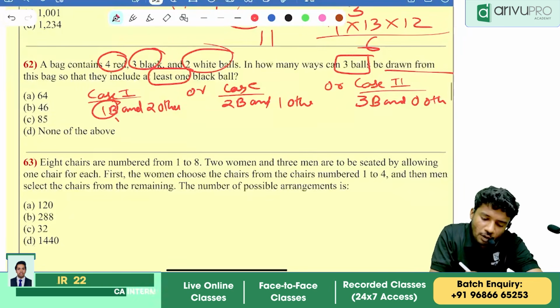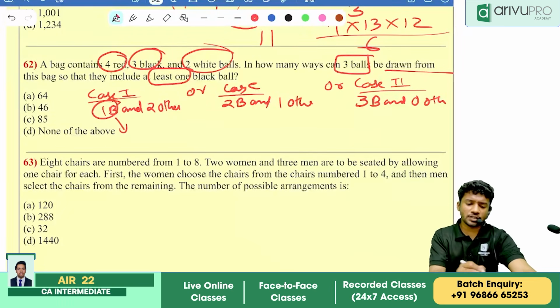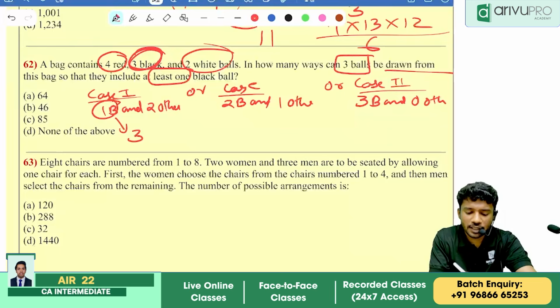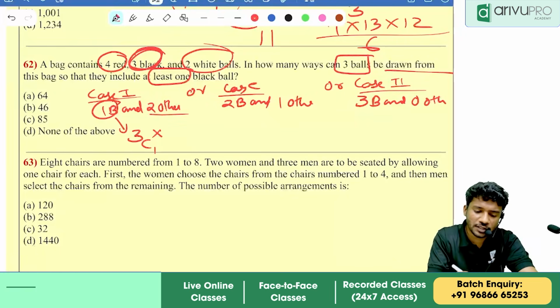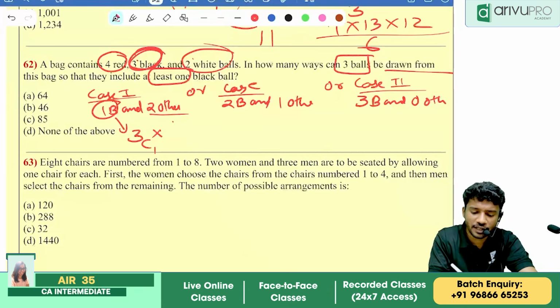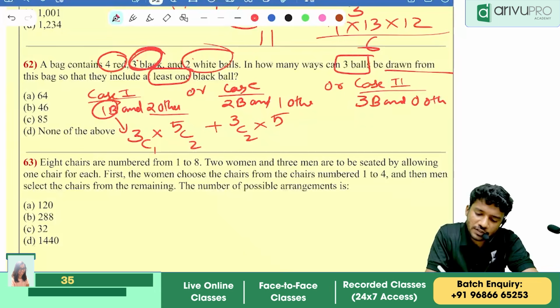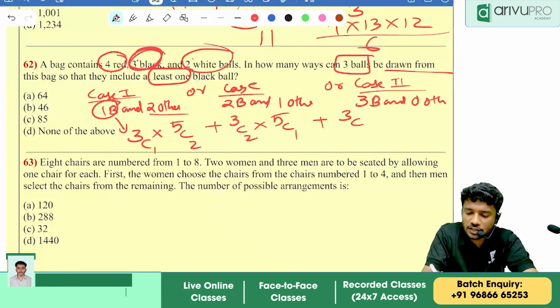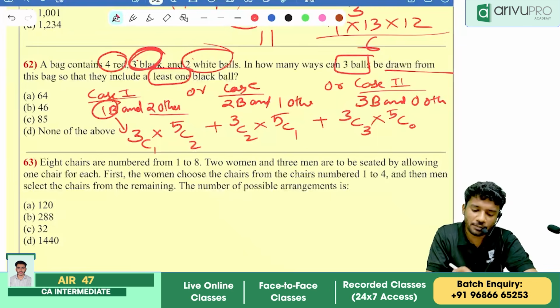Now people, 1 black ball can be chosen from how many black balls? 3. So 3C1, and the 'and' means into. 2 other balls means, how many other balls are there? 3 plus 2, 5. 5C2. Or then 3C2 into what? 5C1, or 3C3 into 5C0, which is how much? 1. Tell me the answer.